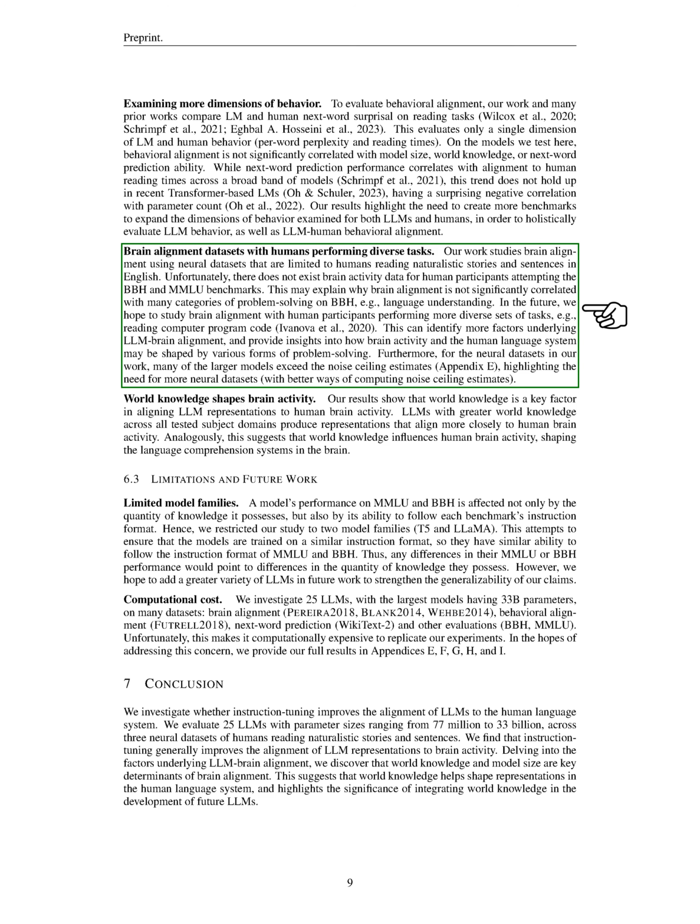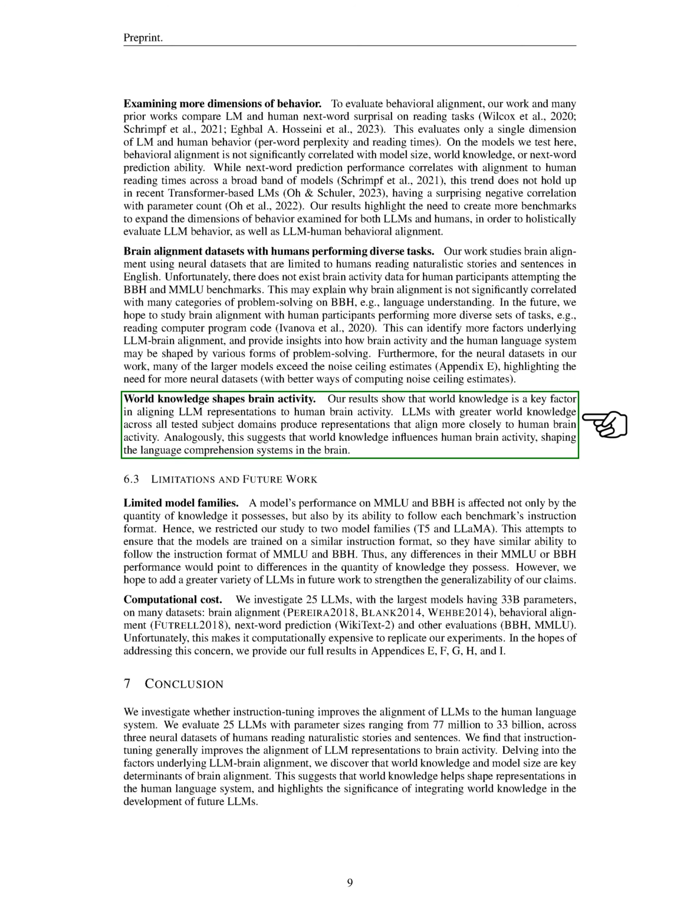In the future, we hope to study brain alignment with human participants performing more diverse sets of tasks, such as reading computer program code. Our results also show that world knowledge is a key factor in aligning LLM representations to human brain activity. LLMs with greater world knowledge across all tested subject domains produce representations that align more closely to human brain activity. This suggests that world knowledge influences human brain activity, shaping the language comprehension systems in the brain.